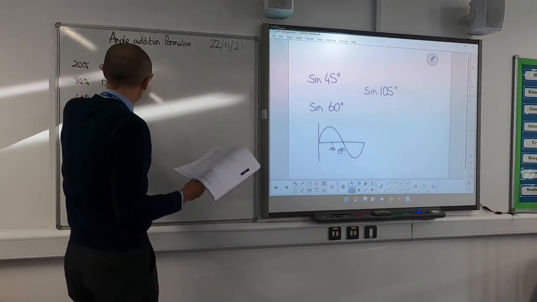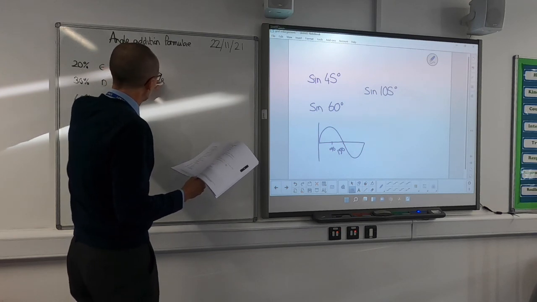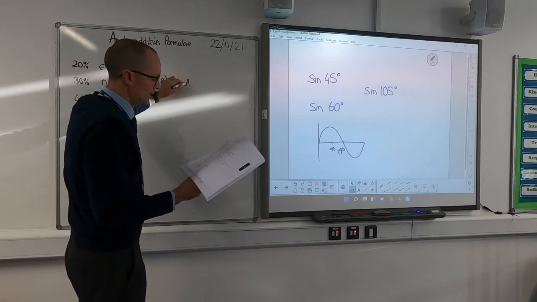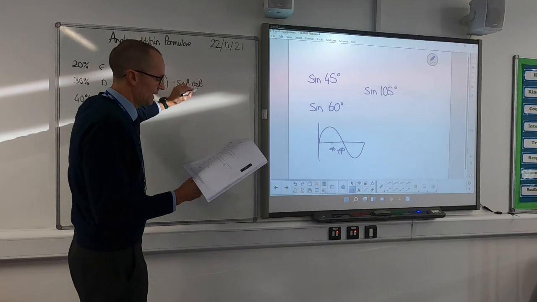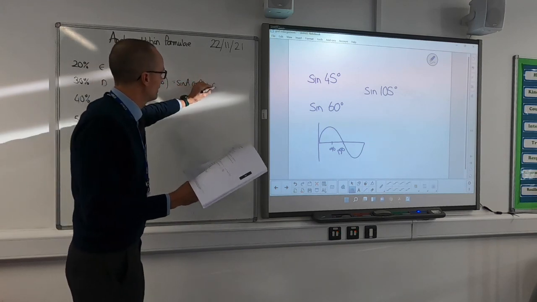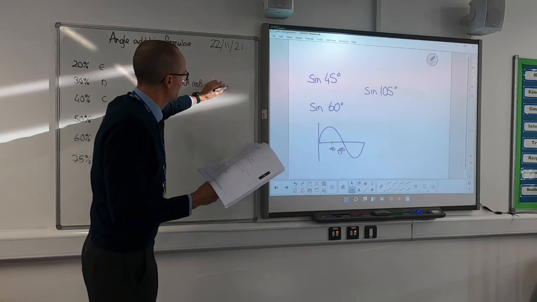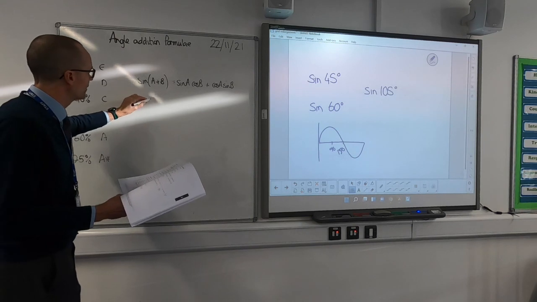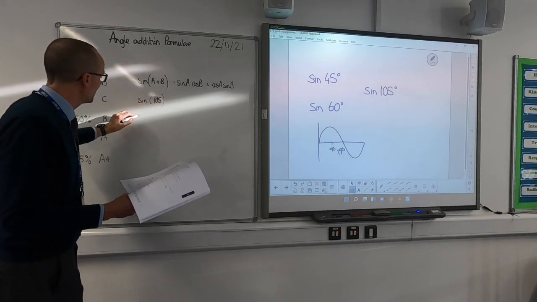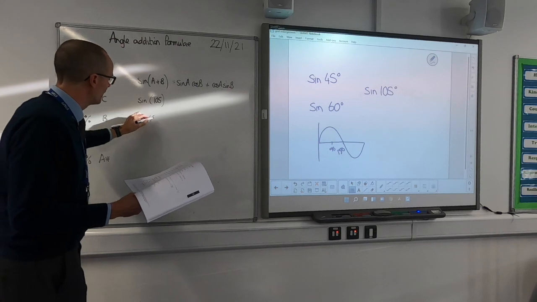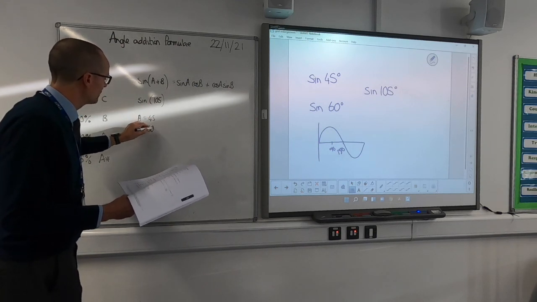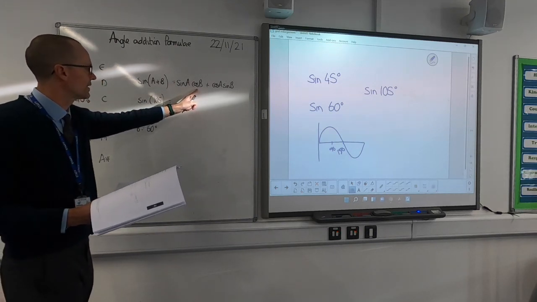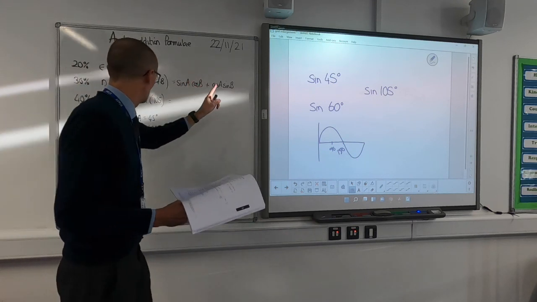So the sine of one angle added to another angle, sine (a plus b), is equal to the sine of a multiplied by the cos of b, plus the cos of a multiplied by the sine of b. So I'm going to use that to work out the sine of 105 by making a equal to 45 and b equal to 60. So I'm going to do the sine of 45 multiplied by the cos of 60, added to the cos of 45 multiplied by the sine of 60.